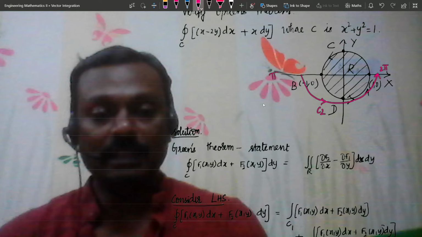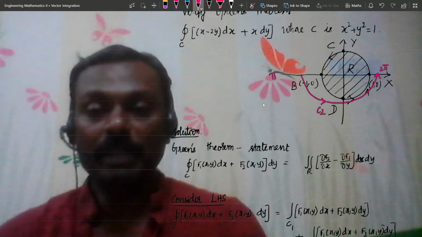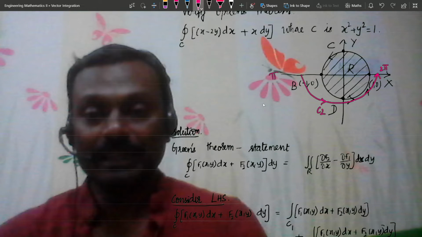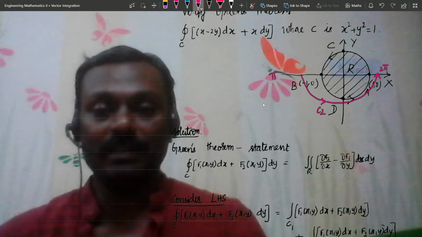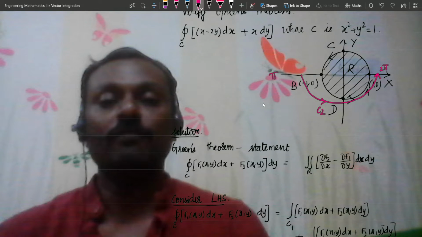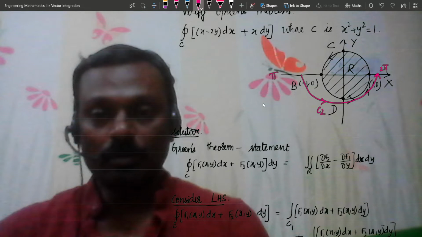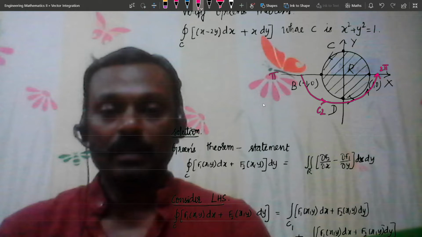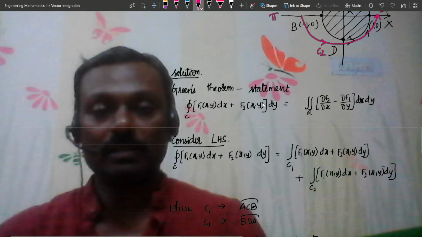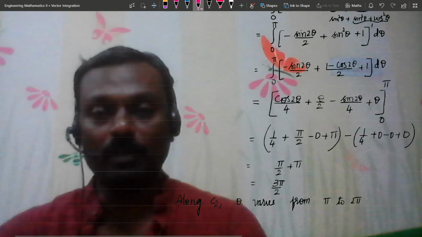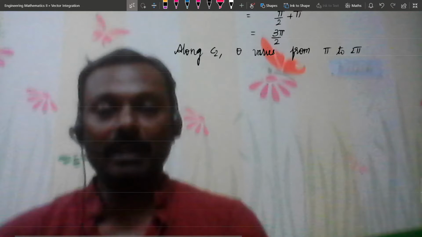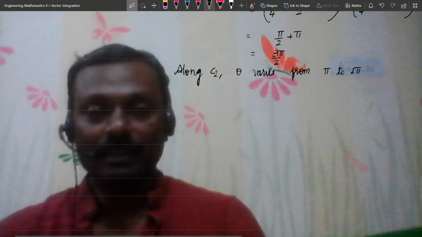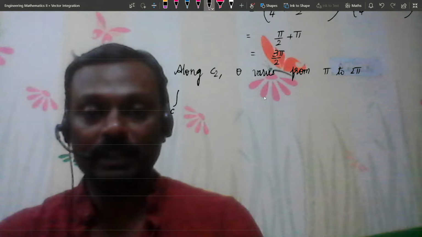Here we can see that along BDA we have the third and fourth quadrants included, so theta varies from pi to 2 pi, and plugging in all the substitutions, that is changing into polar coordinates, same as the previous integral, only the limits are going to change.